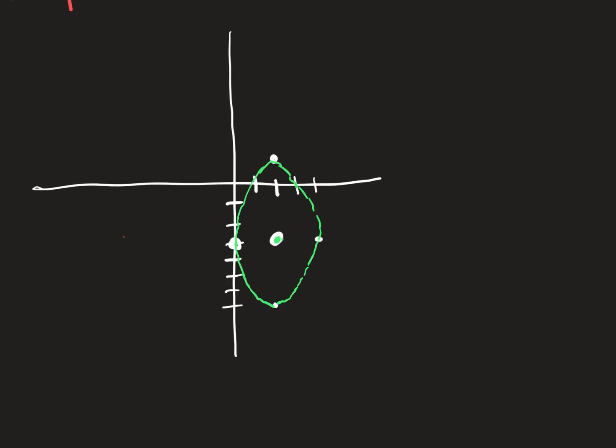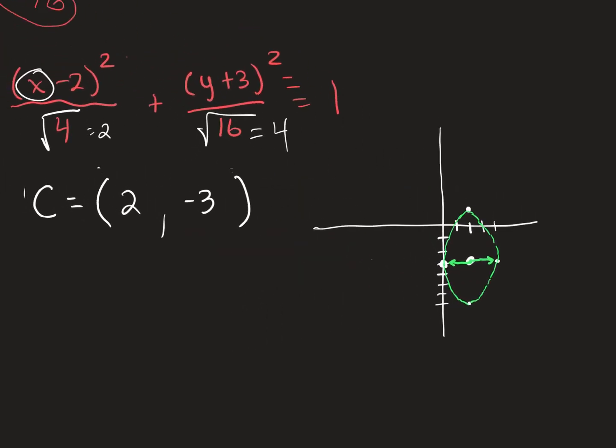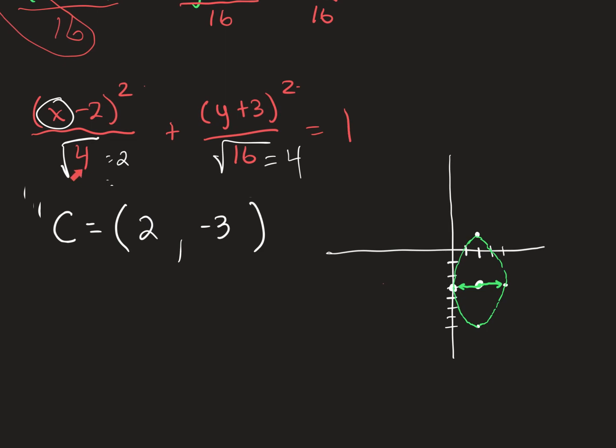You need to know how far right from the center it goes and how far left from the center it goes. And the way we knew left and right was we looked at the x value right here. And because this was set equal to 1, we could just square root the bottom, and we knew it was right and left 2. We knew it was up and down 4, the square root of that. Remember, x corresponds to the x-axis, so that's how I knew that this right here goes left and right. And y corresponds to the y-axis, so that's how come I knew it went up and down 4.